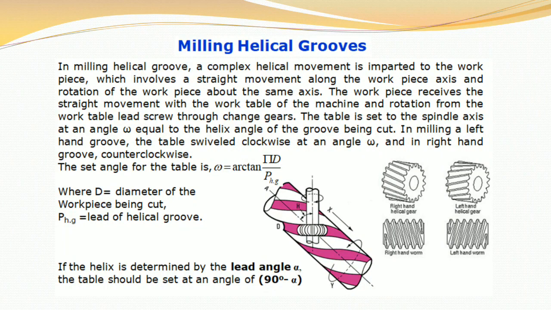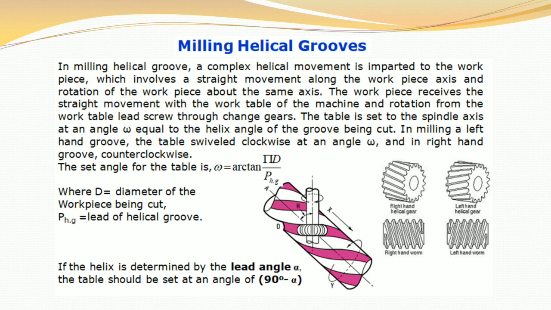Next topic, milling helical grooves. In milling a helical groove, a complex helical movement is imparted to the workpiece, which involves a straight movement along the workpiece axis and rotation of the workpiece about the same axis. The workpiece receives the straight movement with the work table of the machine and rotation from the work table lead screw through change gears. The table is set to the spindle axis at an angle omega equal to the helix angle of the groove being cut.